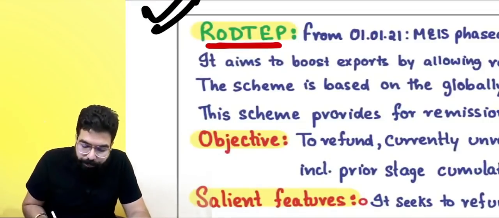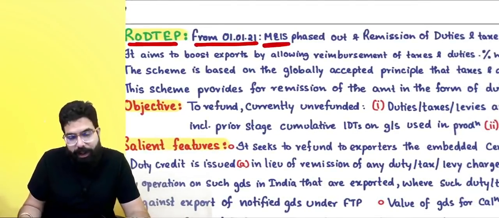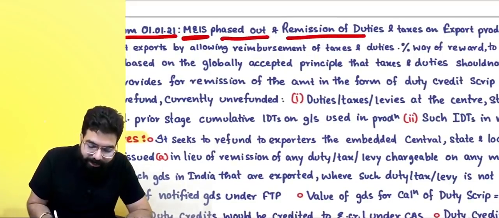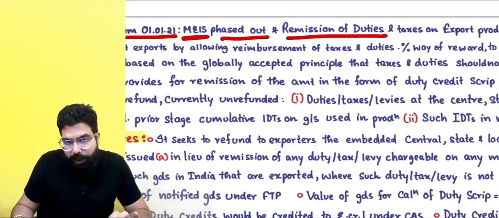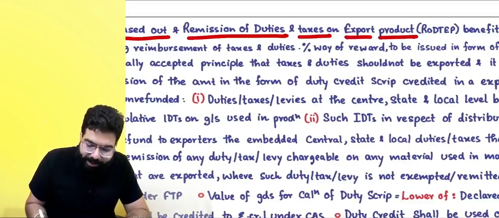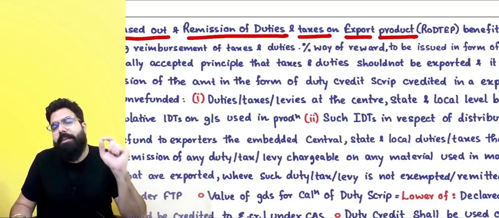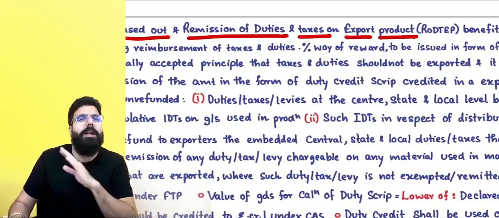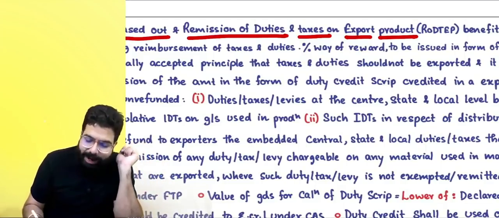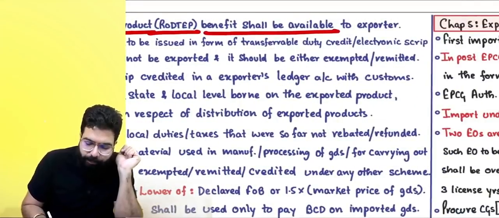From 1st of January 2021, the MEIS scheme which was there was phased out, means it was deleted, and RODTEP came: remission of duties, ROD, remission of duties, TEP, taxes on exported product. It is telling remission of duties, means they will remit the duty, means you don't have to pay any duty and taxes on exported product. Benefit shall be available to the exporter.